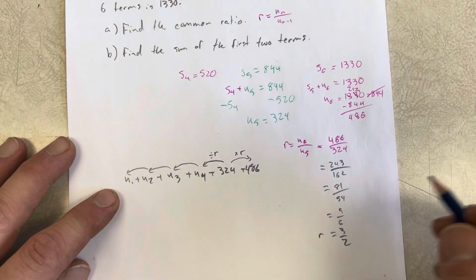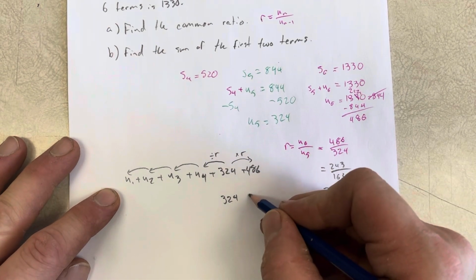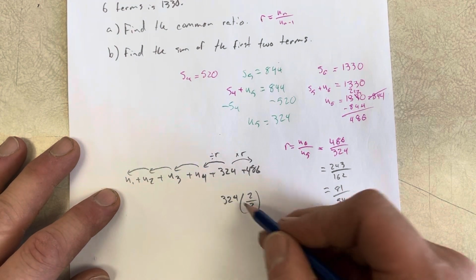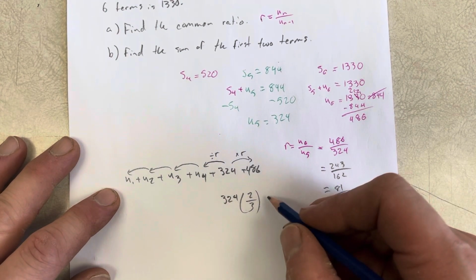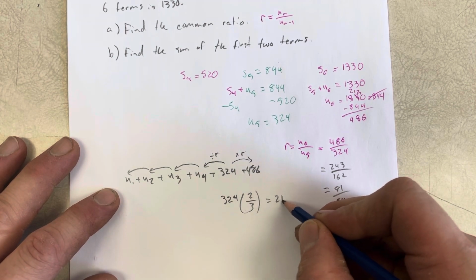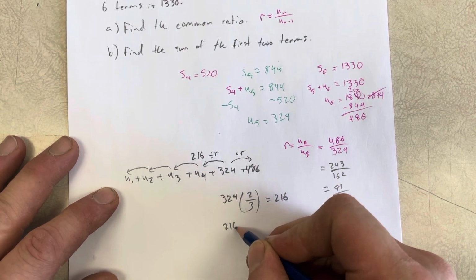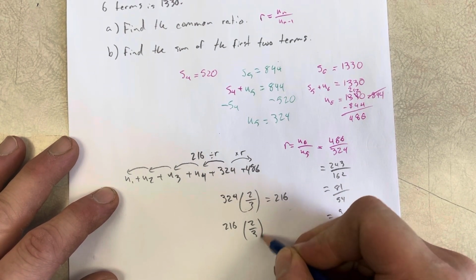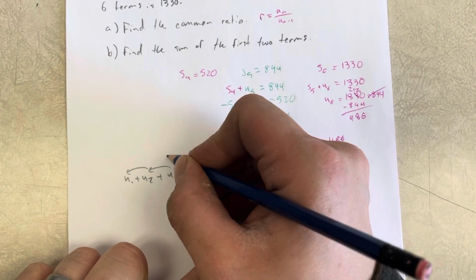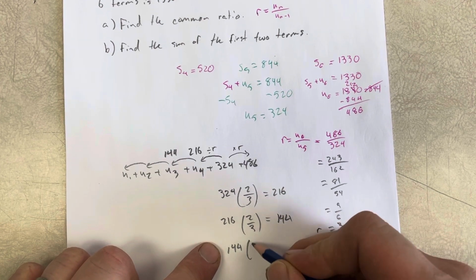So I'll just divide 324 by 3 over 2 a couple of times here. So 3 goes into 324 108 times. So 108 times 2 is 216. So this term is going to be 216. Then I'll divide 216 again by 2/3. So that's going to go in 72 times. Multiplying by 2 is 144. Going again, 144 divided by 2/3.